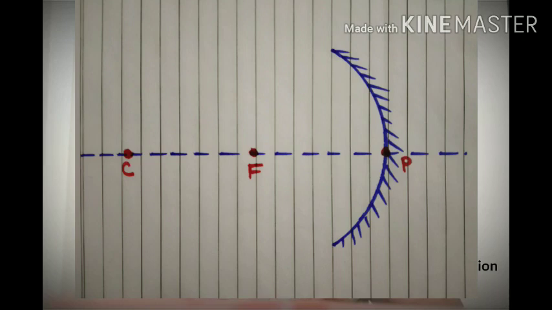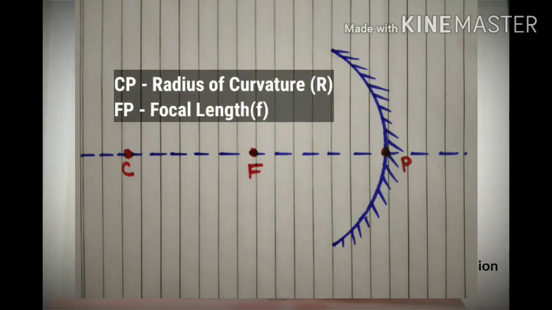Now we do some measurements over here. If you measure the distance between C and P, that is between center of curvature and pole, that distance is called the radius of curvature. Next, the distance between the principal focus and the pole is called the focal length.